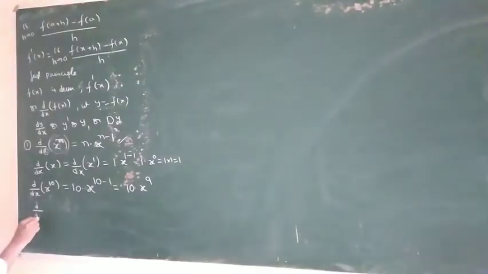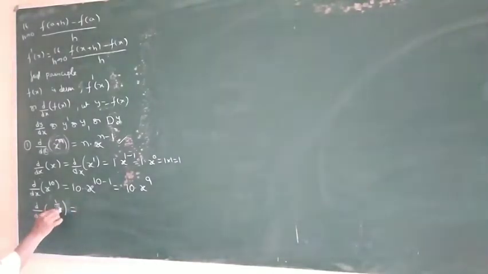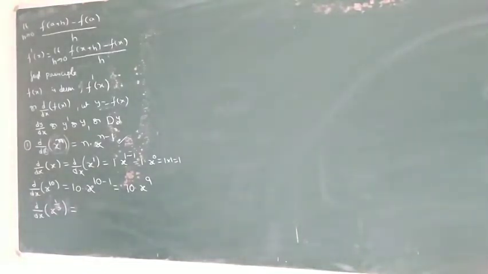Next, d by dx of x power 1 by 2. That's it. 1 by 3, for example. 1 by 2 is nothing but root x. Anything 1 by 2 is a positive fractional value. Next one, negative value.